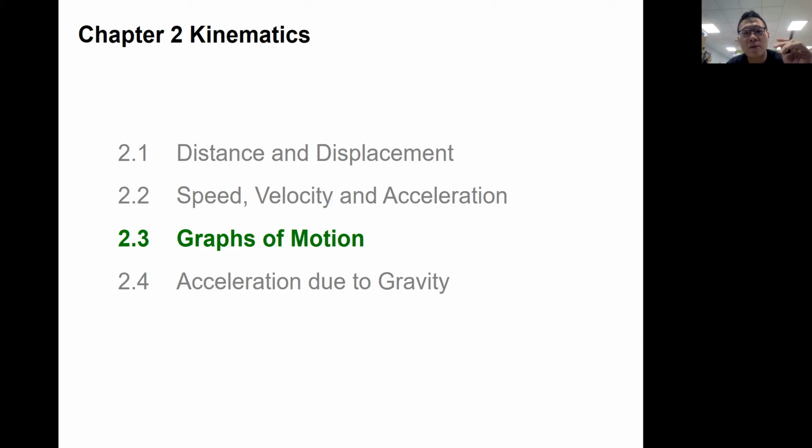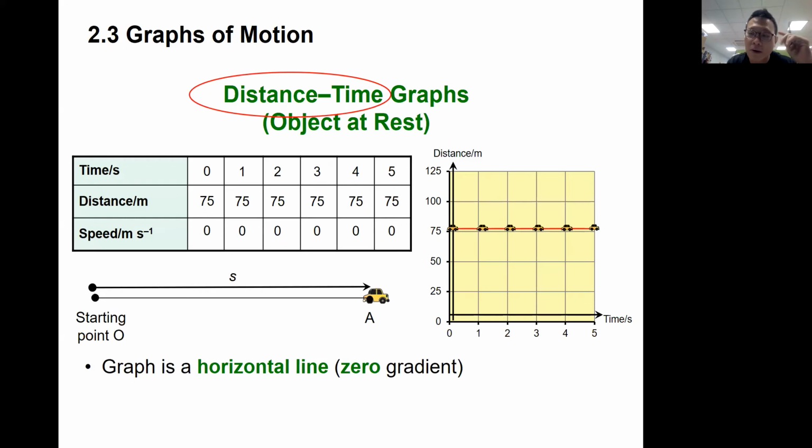First, we look at the describing of the graph. Graph of motion, generally there are three to be exact. One is distance time graph, the other one is speed time graph, and the third one is acceleration time graph. For secondary school context, the graph that appears quite commonly is distance time graph followed by velocity time graph. So we'll look at these two graphs in detail.